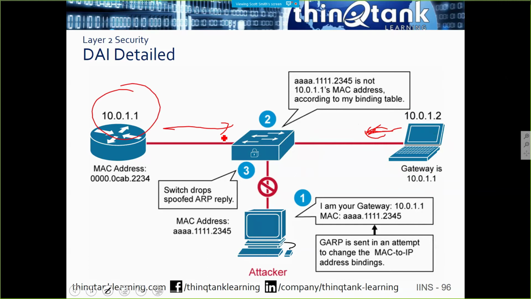Conversely, if the attacker tries to poison that information by telling the gateway or the 10.0.1.2 host that the MAC address for 10.0.1.1 is my MAC address, the switch compares the information received on that interface with the information in the database. It doesn't match. What happens to that frame? It gets discarded. All right.